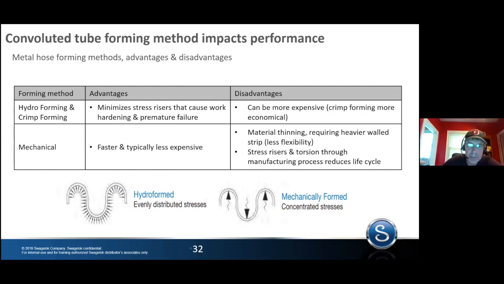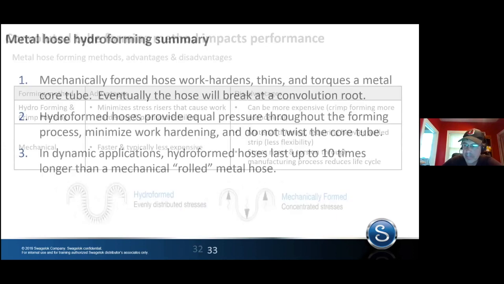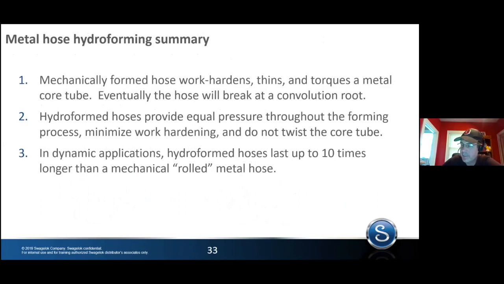So both types of hoses have their value. It's just which hose is being applied to which application. And again, similar to PTFE, not all hoses are made the same. Not all metal hoses are made the same. In a dynamic application where a metal hose is required due to temperature or whatever it might be, it's important to understand that the hose should be hydroformed or crimp formed. A mechanical formed hose will fail very quickly.